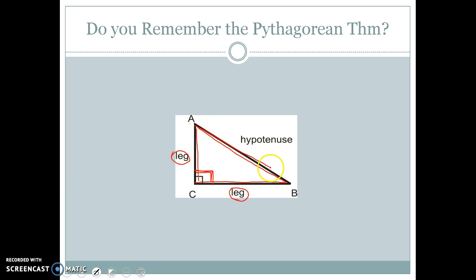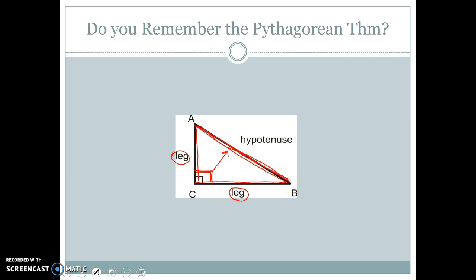A lot of people think that the hypotenuse is a used toilet on an airplane, but really the hypotenuse is the side opposite the right angle. That was a joke, by the way.